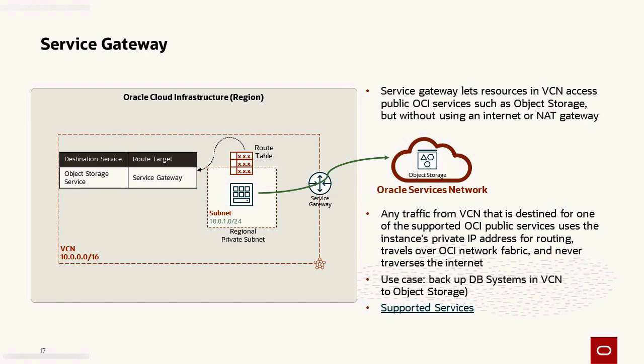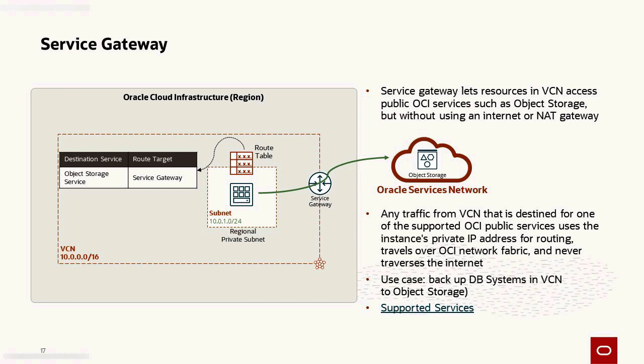Service Gateway allows resources within our virtual cloud network to access public OCI services in Oracle's services network, such as object storage, but without using an internet or NAT gateway. So your traffic will stay on the Oracle backbone. One of the many popular use cases here is for database backups to object storage. Please note that the service gateway supports only client to service traffic. That means only outbound connections initiated from the VCN to the Oracle Services Network are supported.